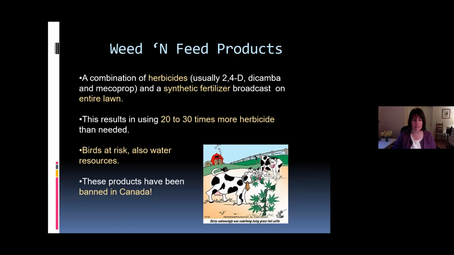Thank you. Yeah. Also water resources, because, as we said, the stuff gets into the groundwater. And these products have been banned in Canada. And this picture just makes me laugh. That's a marijuana plant. The cow is weeding and feeding.